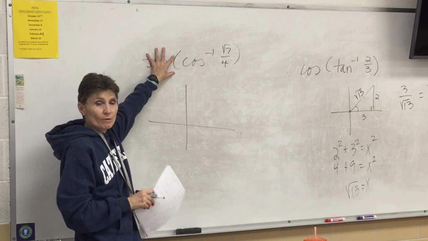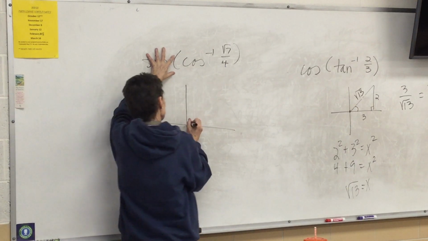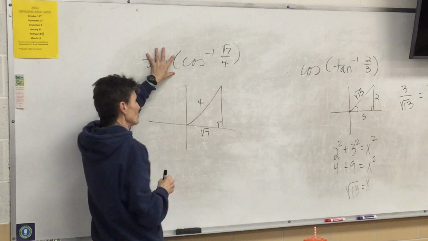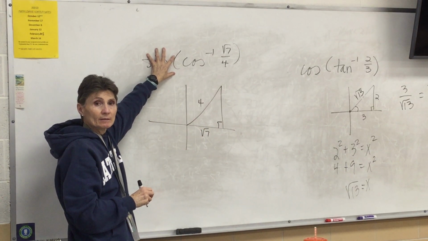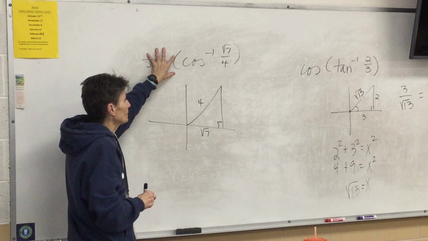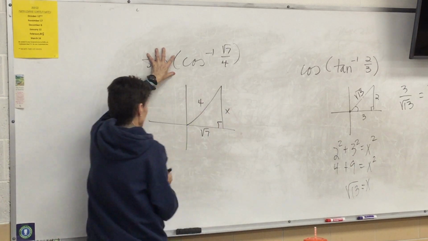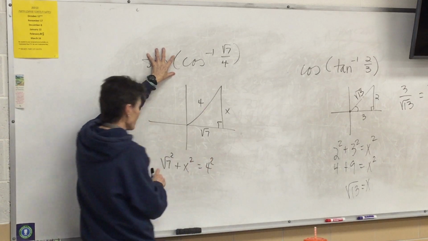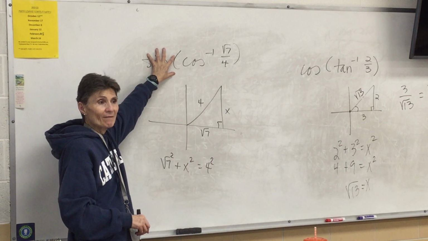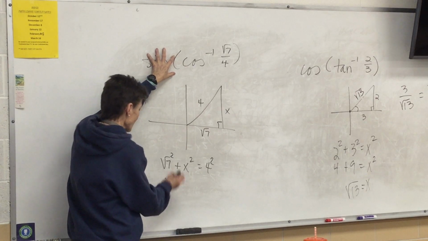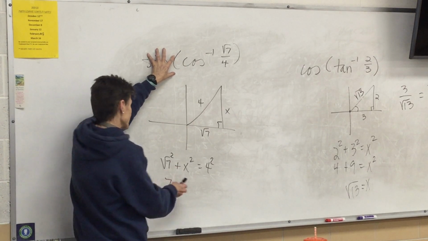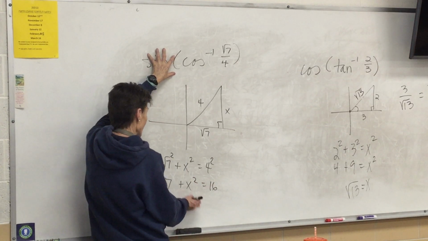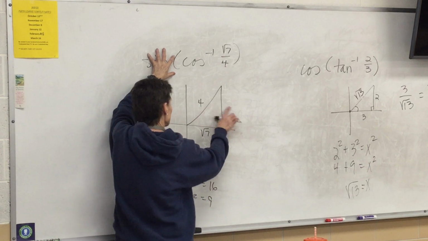So, we're going to draw a picture of an angle. That's positive. It's going to be quadrant 1. And adjacent over hypotenuse is root 7 over 4. Pythagorean theorem: root 7 squared plus x squared equals 4 squared. Now remember, when you square root 7, you just get 7. So 7 plus x squared equals 16. X squared equals 9, and x equals 3.